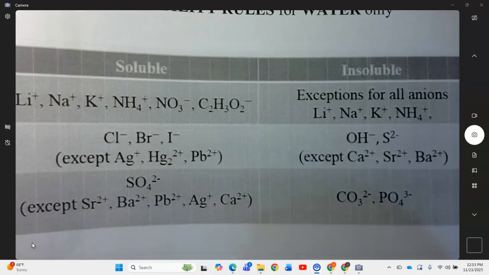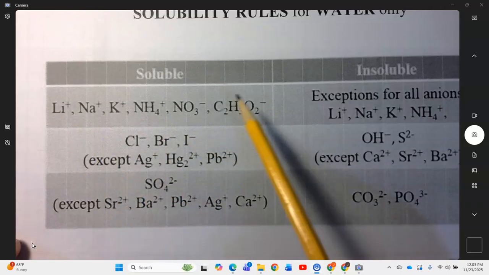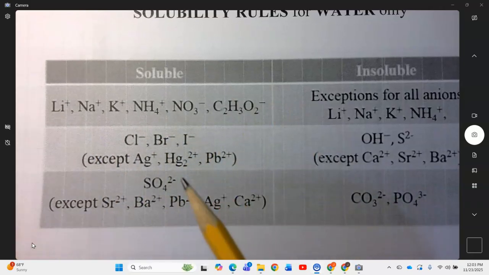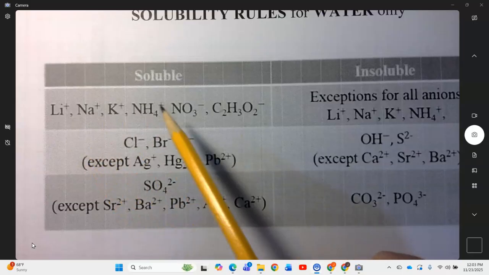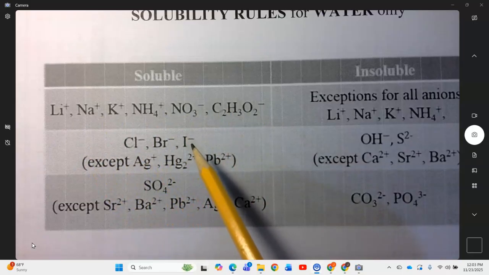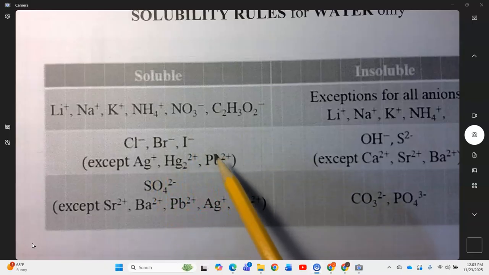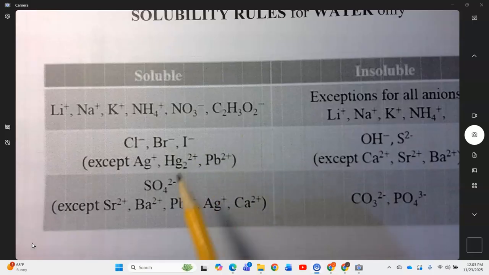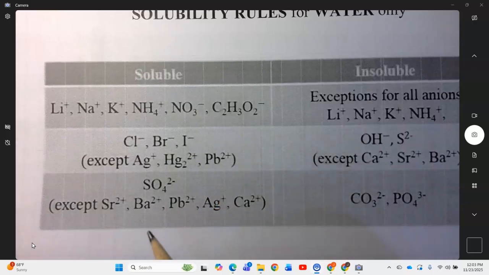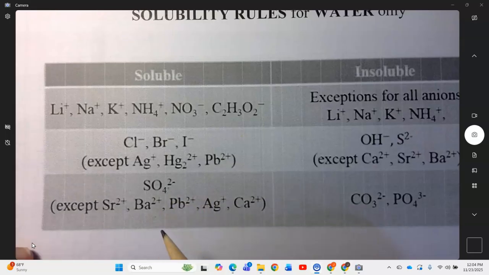All right. So again, a way to read these is everything over on this side is soluble, with the exception of the ones that say except. So all these are soluble with anything. Chlorine, bromine, and iodine are soluble with anything except silver, mercury, and lead. So for example, lead iodide is insoluble. It's going to form a solid. Okay, sulfate is soluble with anything except these 5 down here. So barium sulfate is insoluble.